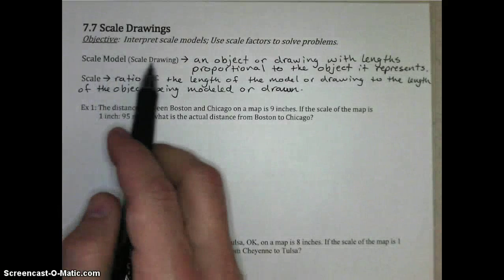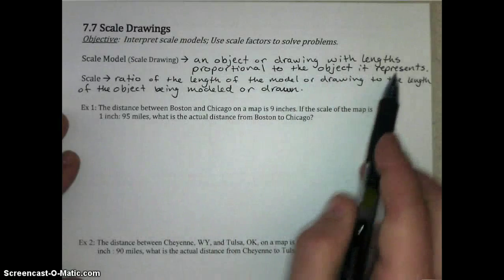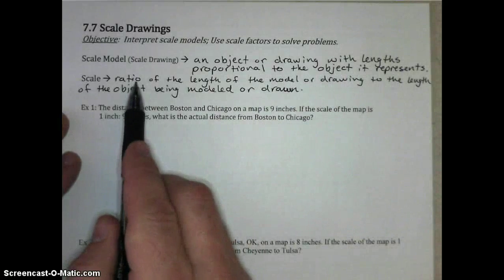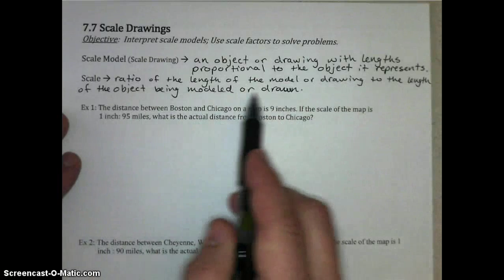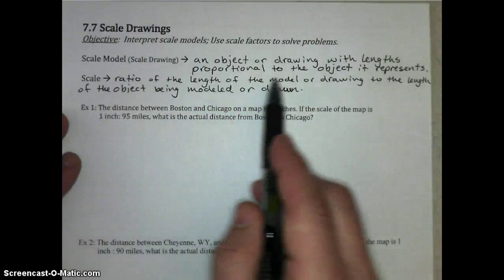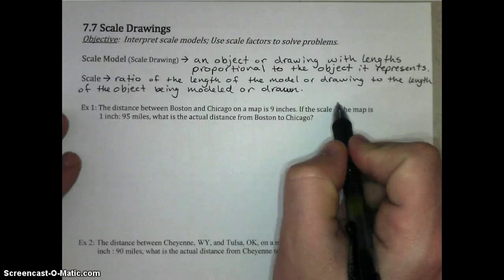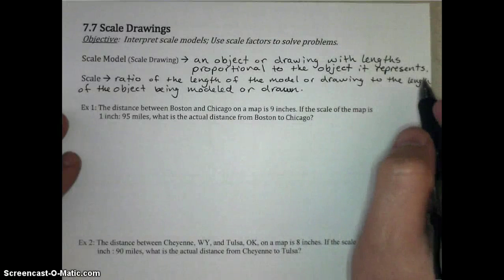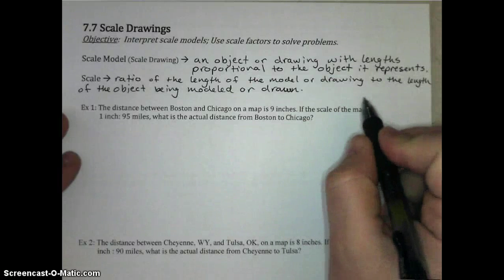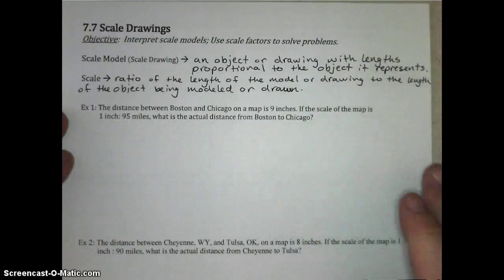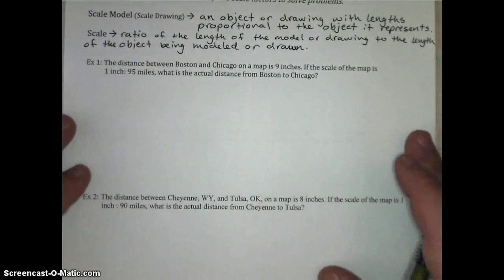A scale model or scale drawing is an object or drawing with lengths proportional to the object it represents, and the scale is the ratio of the length of the model or drawing to the length of the object being modeled or drawn. So we're going to always represent that ratio with our model or drawing measurement first, followed by the actual real life measurement. And so usually it'll be like inches to miles or centimeters to feet or something like that. Okay? Alright, so here's our first example.